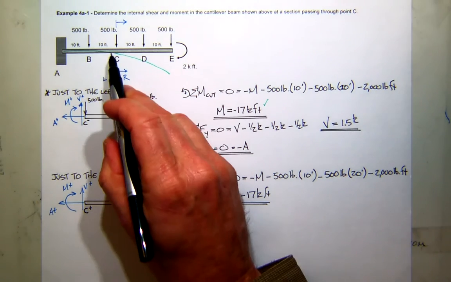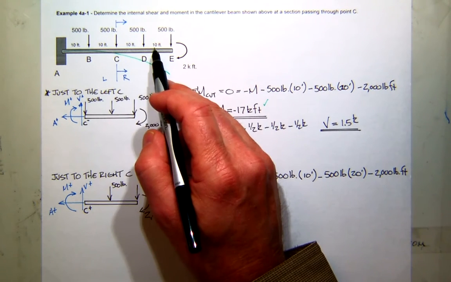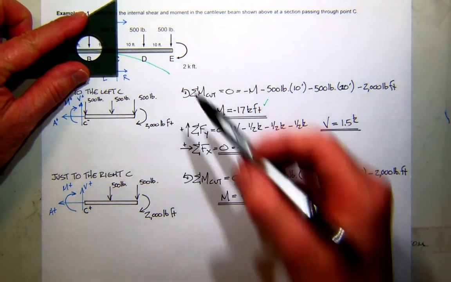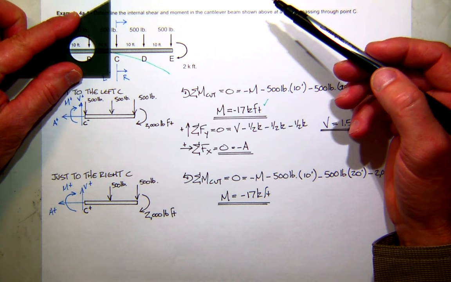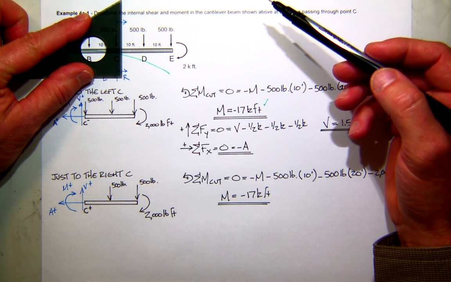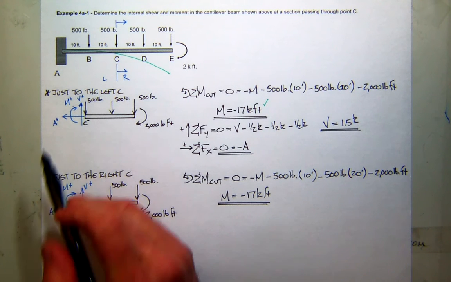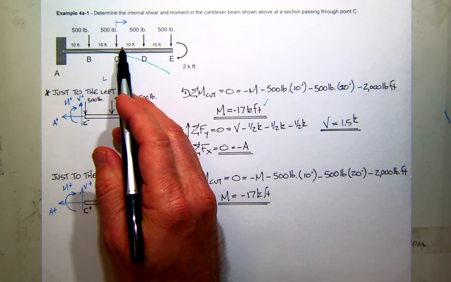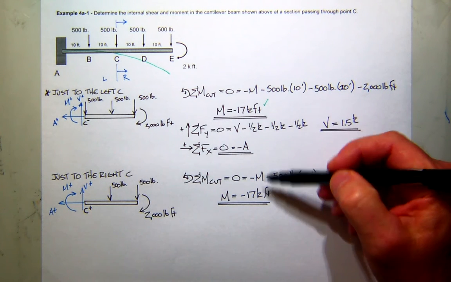So really what we've moved is here's the left side, so the 500-pound force is on the right-hand free body. And then if I move just to the right of C, you can see the 500-pound force is no longer on the body. So the left side it's there, the right side it's not. And those distances are infinitesimally small. But you notice that as I move from the left side to the right side and pass an applied load, what happens to my moment? Nothing.